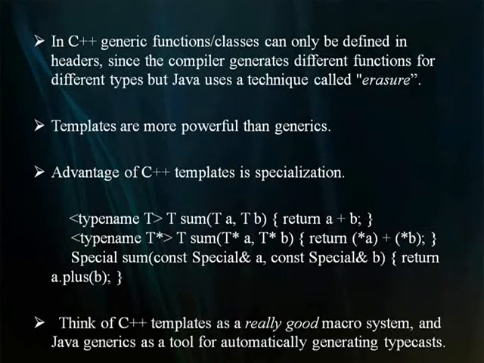In C++, generic functions or classes can only be defined in headers since the compiler generates different functions for different types. So, the compilation is slower. In Java, the compilation does not have a major penalty, but Java uses a technique called erasure where the generic type is erased at runtime.